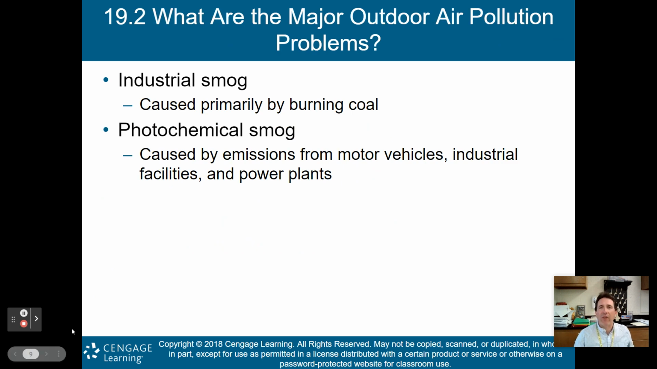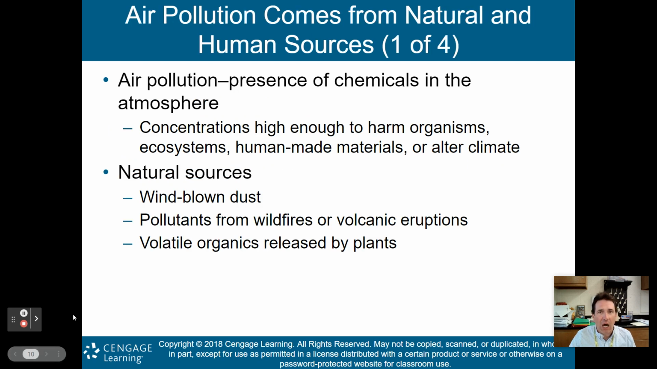All right, so what are the major outdoor air pollution problems? A couple here. One is industrial smog, and the other is photochemical smog. Industrial smog is caused primarily by burning coal, like industry. Photochemical smog is caused by the emissions from motor vehicles, some other industrial facilities, and power plants. All right, those are the two main types.